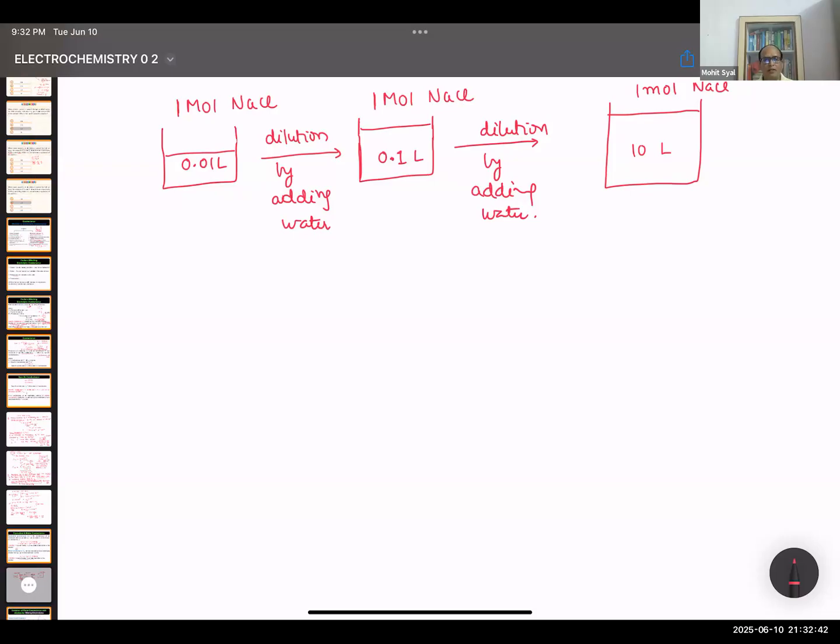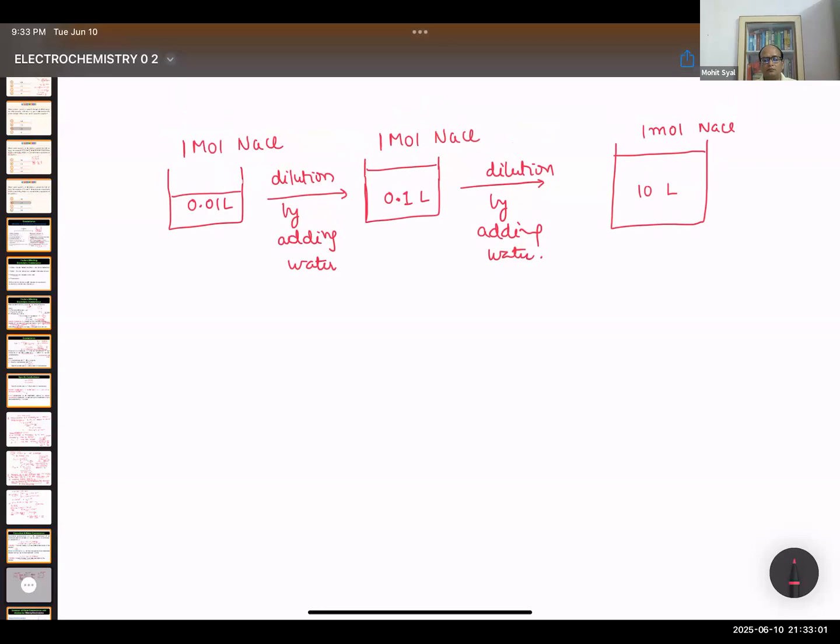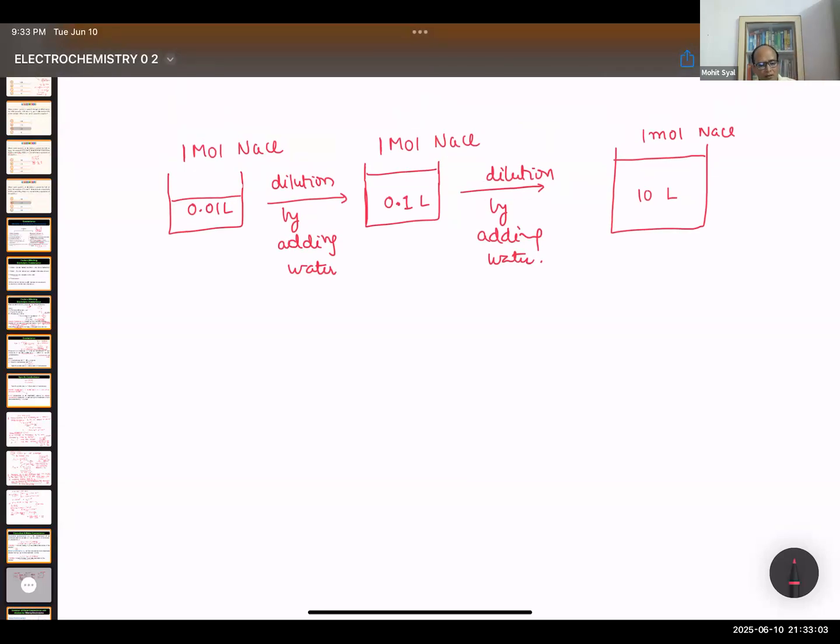So basically what we are doing, as you can see here, is putting more and more water. Is it clear? We are adding.